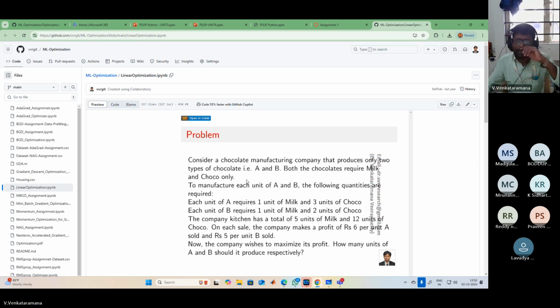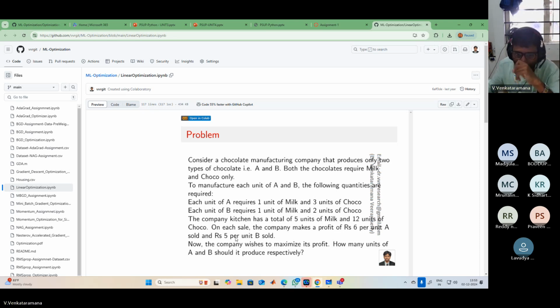Now, to manufacture each unit of A, that means 1 unit of A type chocolate and 1 unit of B type chocolate, the following quantities are required. To manufacture 1 unit of A requires 1 unit of milk and 3 units of chocolate. Similarly, to manufacture 1 unit of B type chocolate, you require 1 unit of milk and 2 units of chocolate. Hope you understand.